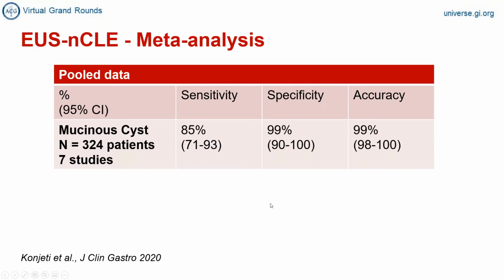So again, this is another meta-analysis showing the utility of endomicroscopy in differentiating cysts as mucinous versus not. In this meta-analysis, they looked at 7 studies with nearly 325 patients. Overall sensitivity was 85%, specificity was nearly 100%, similar to using KRAS or GNAS mutations from cyst fluid.